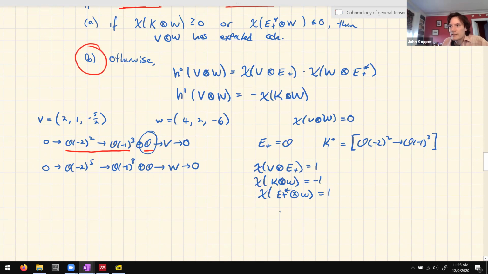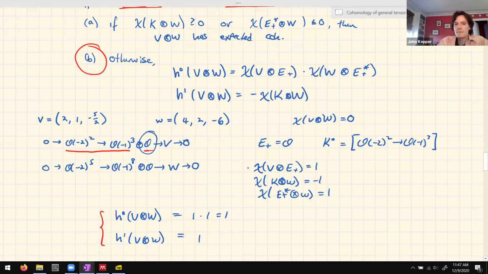Okay, good. So where are we? We've computed all of the numbers we need. And so the theorem now tells me that H naught of V tensor W is chi of V tensor E plus, which is 1, chi of W tensor E plus dual, which is 1. So I have 1 H naught. And then H1 of V tensor W, well, we know it has to be 1 because we know the Euler characteristic of the pair is 0. But we can see that from the formula. It's minus chi of K tensor W. That's minus minus 1, so that's 1. Okay, so the theorem tells me how to compute that.